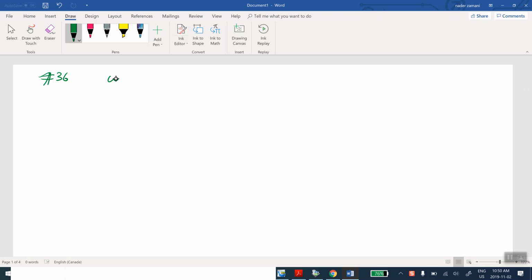Cotangent of x plus y is equal to cotangent of x, cotangent of y, minus 1 over cotangent of x plus cotangent of y. Let's clean this up.